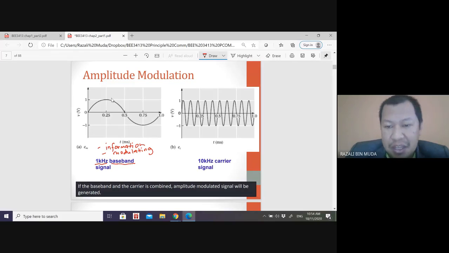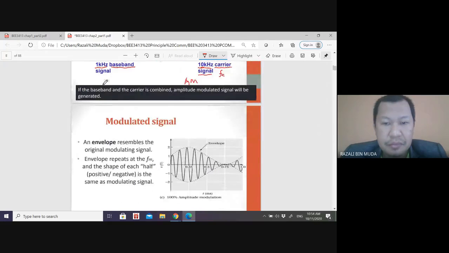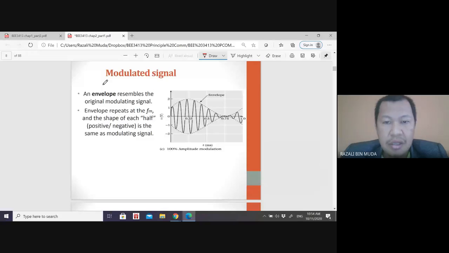Another one is the carrier signal. This one normally has one name only, carrier. So FC. Okay, so FC is the carrier frequency and it has a larger frequency compared to the modulating signal or baseband. Okay, if the baseband and the carrier are combined, an amplitude modulated signal will be generated. So the AM signal will be generated. Okay, modulated signal, AM modulated signal.